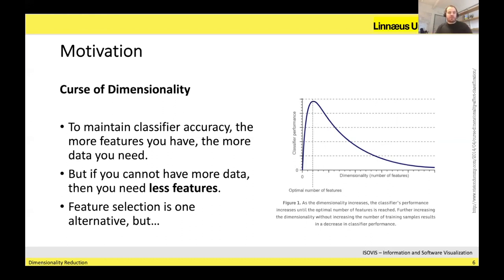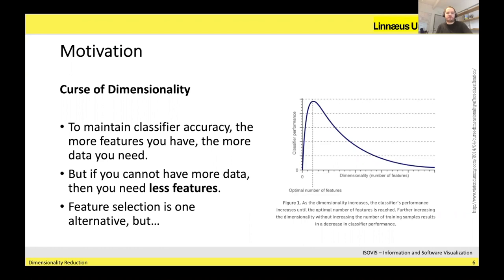So one solution, of course, would be, well, let's just take more data. Let's get more and more samples, because the more samples you have, the better your model is going to be, since there's more data to learn from. However, it's not practical, especially if you go to 100 dimensions or 1,000 dimensions. And that's very easy to happen.